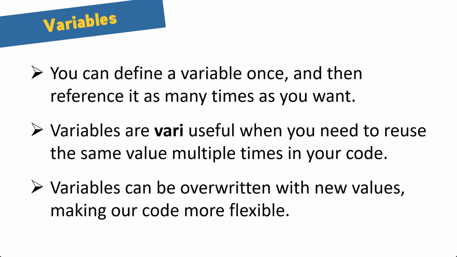Now, another incredibly useful feature of variables is that we can overwrite them with new values. After all, variables should be able to vary. This makes our programs more flexible since all we need to do is change the value of the variable in one place, and that new value automatically updates anywhere else the variable is referenced. Now, don't worry if you can't see the value of this just yet. It'll make more sense once we walk through some examples.